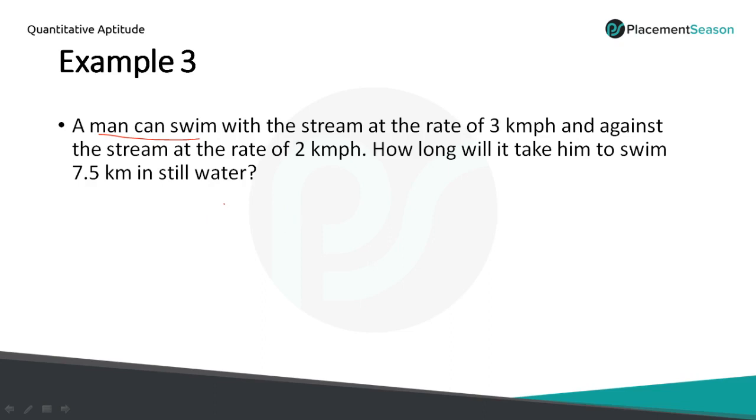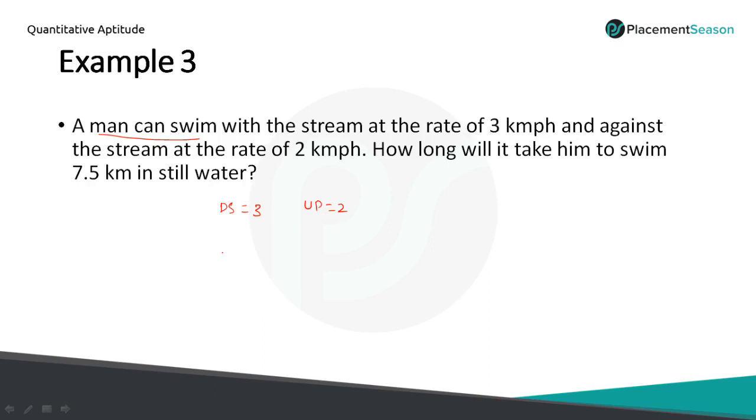So here a man can swim with a stream at the rate of 3 km per hour. So it means downstream speed. So downstream is 3 km per hour and against the stream at 2 km per hour, so upstream equals 2 km per hour. How long will it take him to swim 7.5 km in still water? Still water means boat speed in still water, which we have discussed. So in this case it is the man's speed in still water.